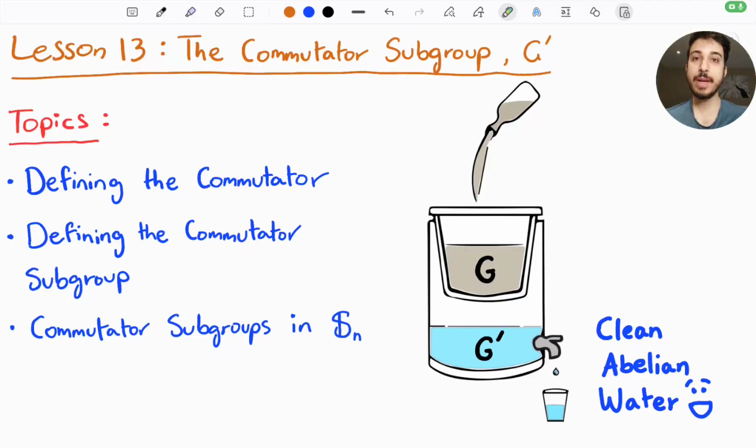Ladies and gentlemen, welcome back to lesson 13 in group theory. This lesson will talk about the commutator subgroup G prime. But what is the purpose of this lesson?